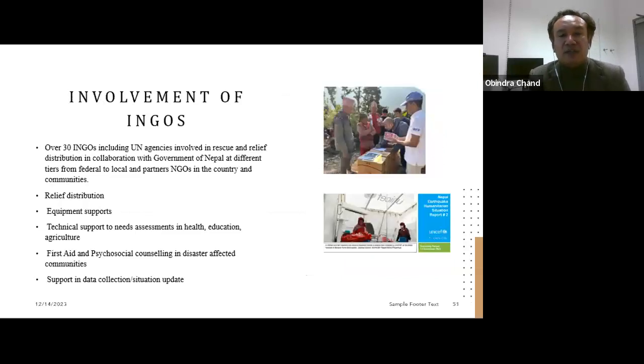The involvement of the NGOs is mainly in different roles, for example relief distributions, support for data collection and situation updates. Next slide, please.